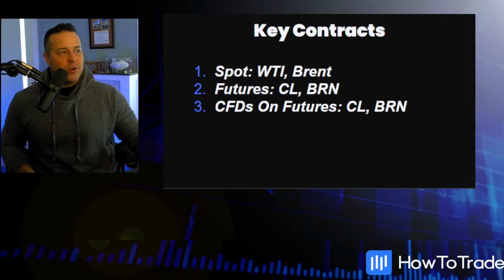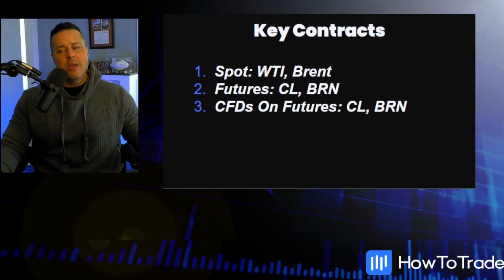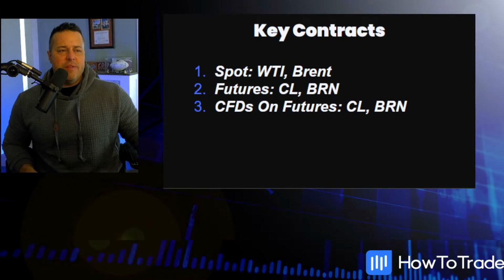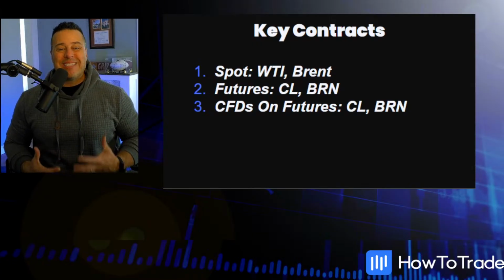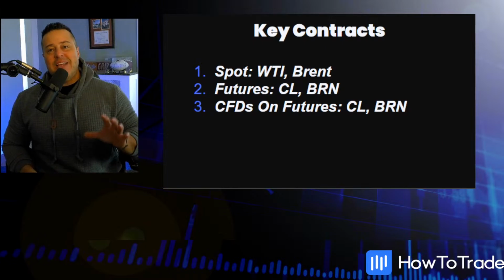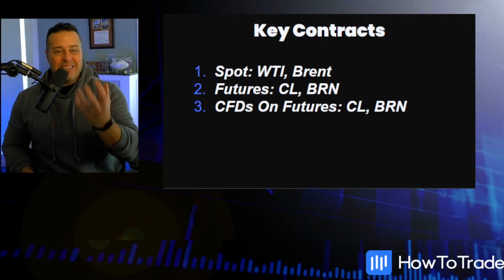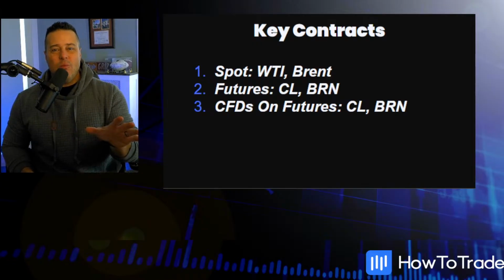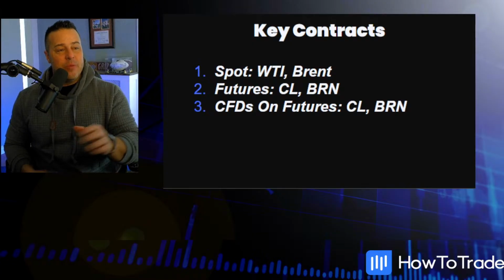All right, the key contracts, let's go ahead and break these down for you. We've got some spot contracts, WTI and Brent, and I'll show you where to find those on your MT5. And then futures are going to be the CL and BRN. So the futures contract for WTI, which is West Texas Intermediate crude oil, that is crude oil that's delivered in, I believe, Cushing, Oklahoma, and that's the U.S. benchmark, but it's one of the widest traded energies contracts in the world, if not the widest traded.